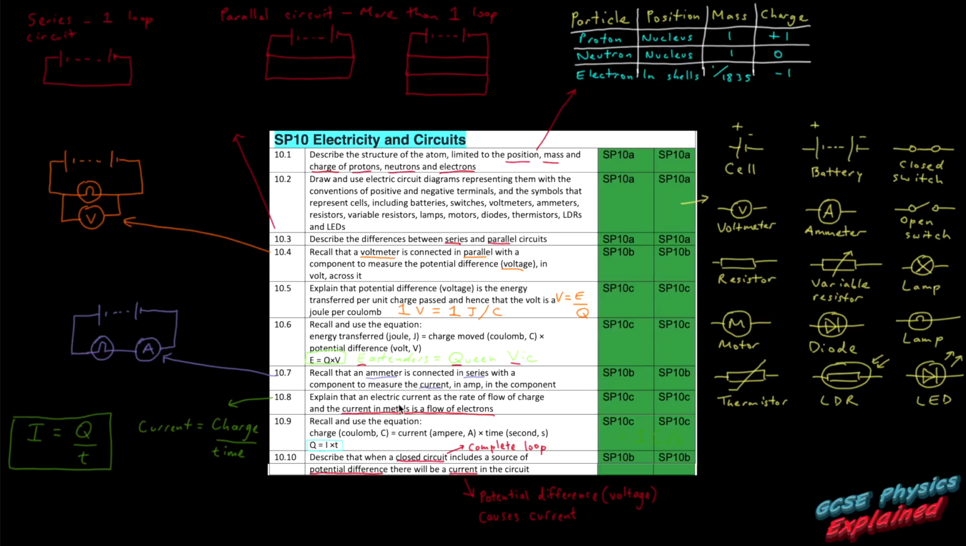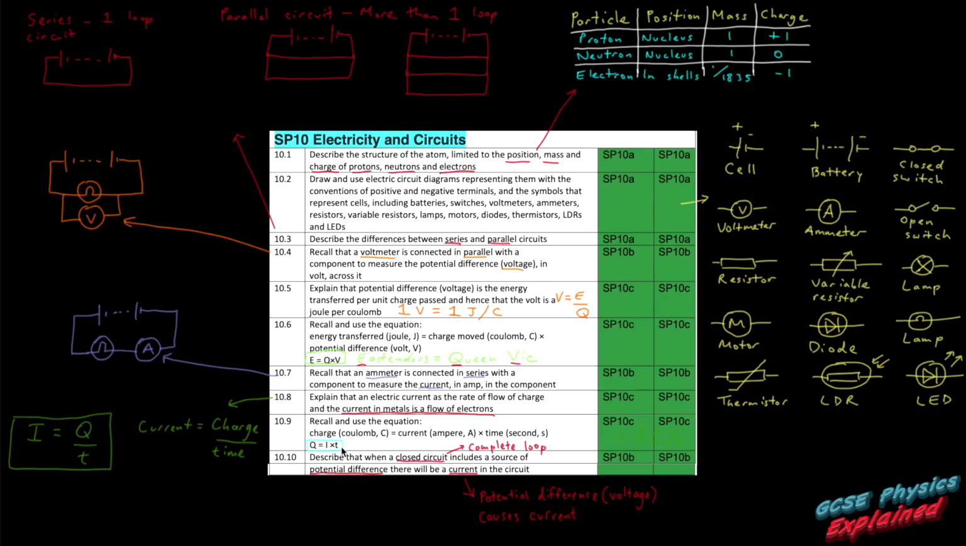10.8. Explain that an electric current is the rate of flow of charge, and the current in metals is a flow of electrons. So current is how much charge you've got divided by time. In other words, it's the rate of flow of charge. 10.9. Recall and use the equation charge equals current times time.